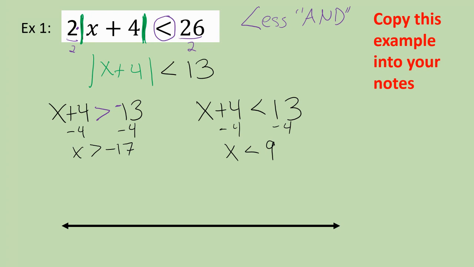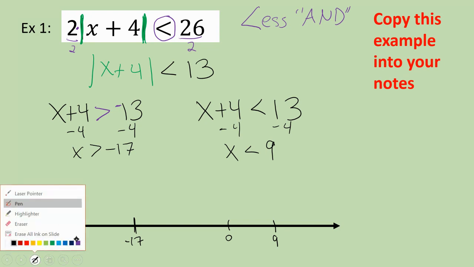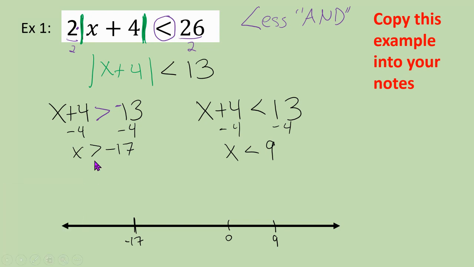What do you know your answers are? So we're going to put negative 17 on the left side because that's the smaller number. Hence why I put this equation on the left, because it's smaller. And then this is going to be 9. We're going to put 9. And we know 0 is somewhere over here. All right, so we know that there is not an equal to underneath that absolute value. We do not have that line. So we know we're going to put an open circle. So we're going to put an open circle on negative 17 and at 9.